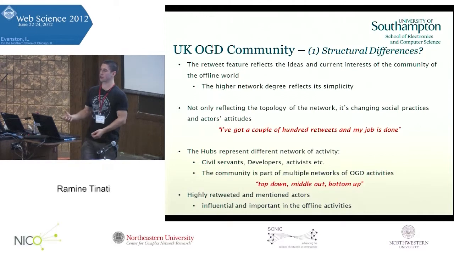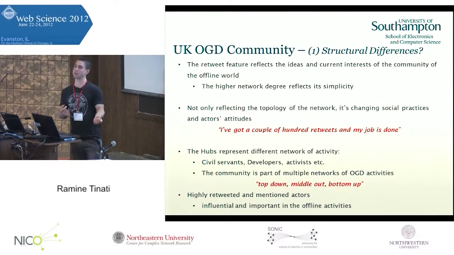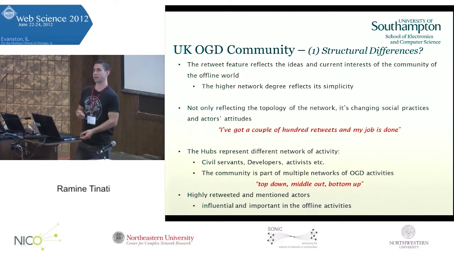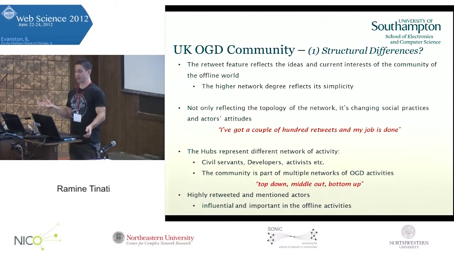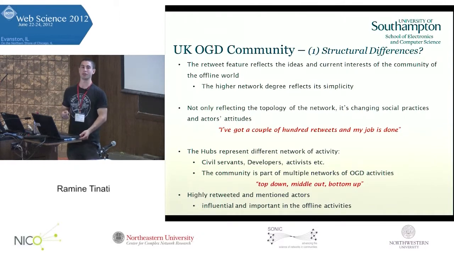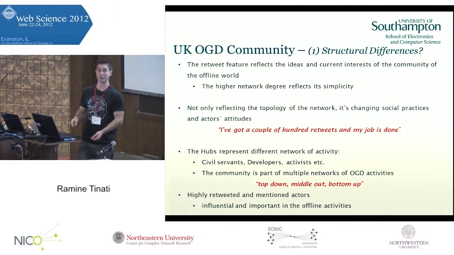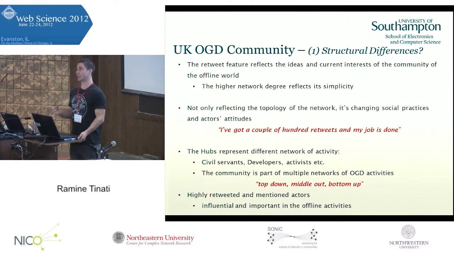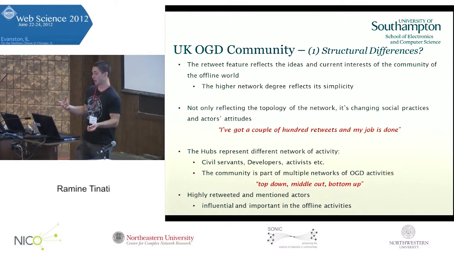So the first one is the structural differences. Why are we seeing people retweeted more than people being mentioned, for instance? By talking to them, they came to the common conclusion that retweeting is an easier function. Everyone can retweet, and because of this, the people that are involved in these networks aren't necessarily the people that are doing the work within the open data community.